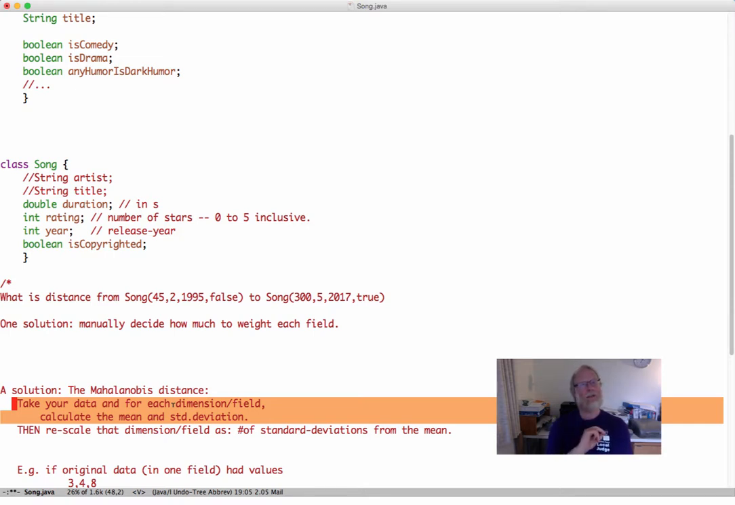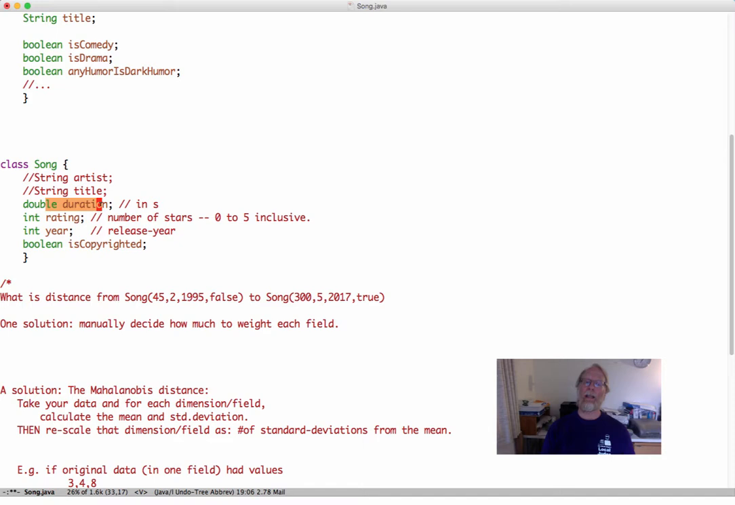While years can be a lot from the average, and suddenly they're contributing a lot to my overall distance. So here's the other thing Mahalanobis did. He said, go ahead and compute the mean for each field, and compute the standard deviation for each field, and compute the distance from the mean in terms of how many standard deviations you are away. So, here's a song that is one standard deviation away from the average duration and three standard deviations away from the release year. Those are now interesting numbers. That starts to get more interesting.